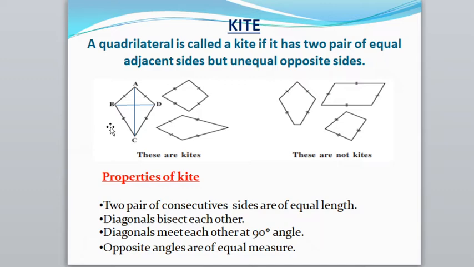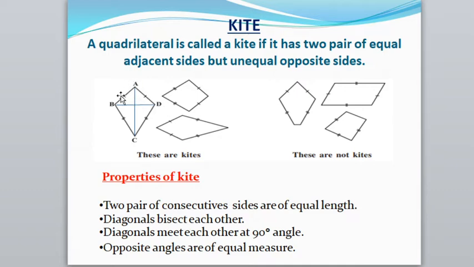Here also two types of figures are given, so we will study them. In the first figures it is given that these are kites, and in the second that these are not kites. First we will see the first figure, that is ABCD. In it, AB and AD are equal sides, and AB is adjacent to AD. Just now I told you what adjacent means: where one side ends, another side starts.